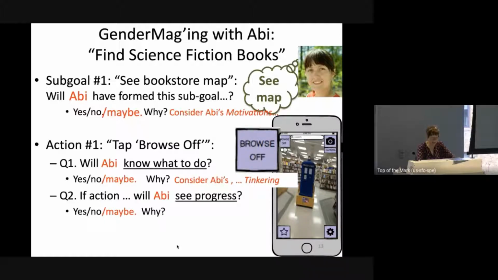And after we make her do it, we say if she sees the following result. Do I have the following result? I'm not sure if I do. Then we ask if she'll see progress. Yes, no, maybe, and why? And now we're done. Those 3 questions.